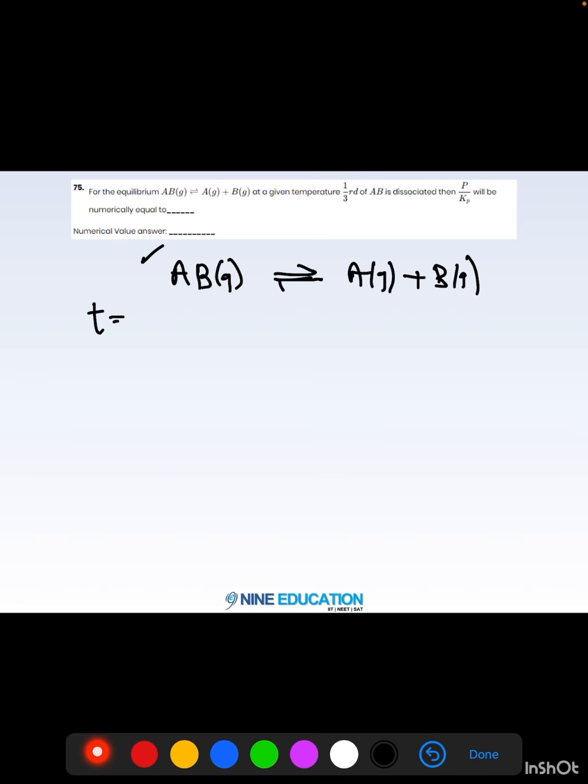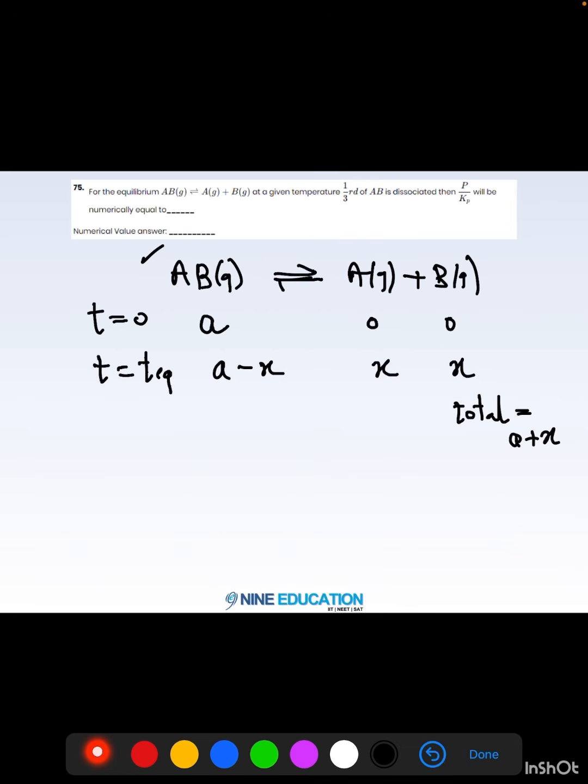So at t equal to 0, let us suppose we are starting with a moles of AB. Then A gas and B gas will be 0, 0. At t equal to t equilibrium, let us say some x moles of AB has dissociated into A and B. So the final remaining moles will be a minus x, for A it will be x, and for B it will be x. Now the total moles at the equilibrium will be a minus x plus 2x, which will simply be a plus x.